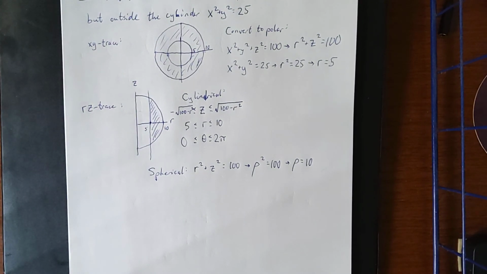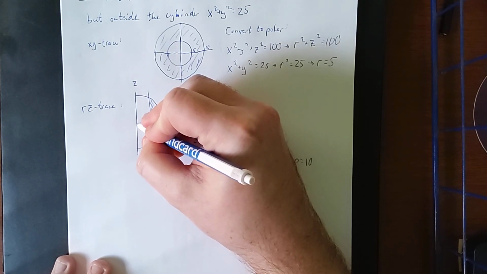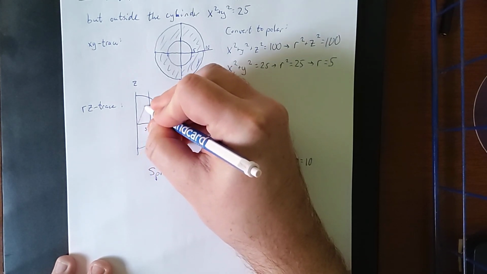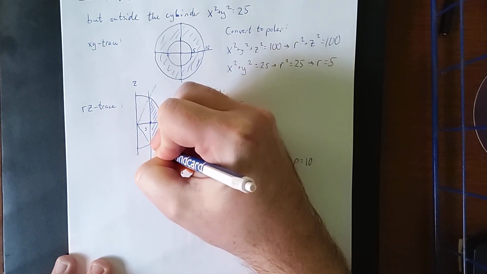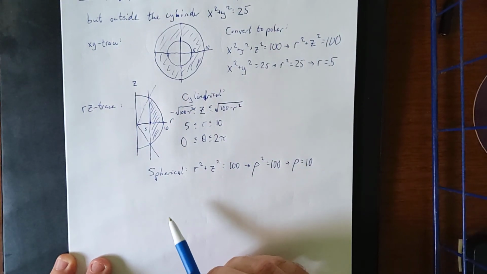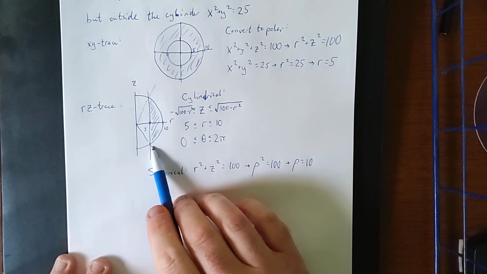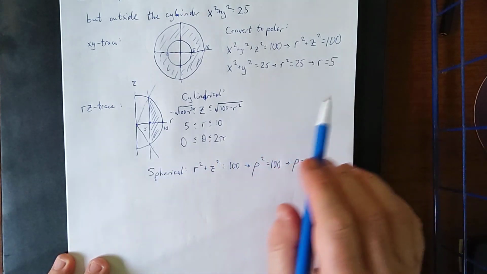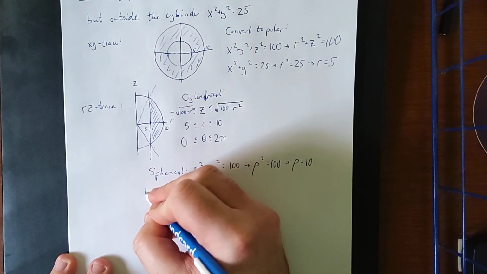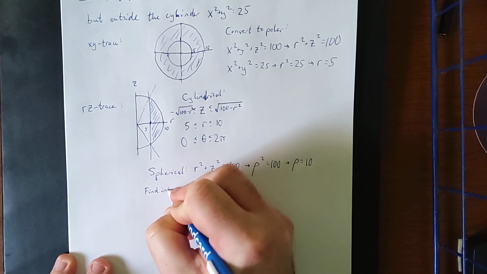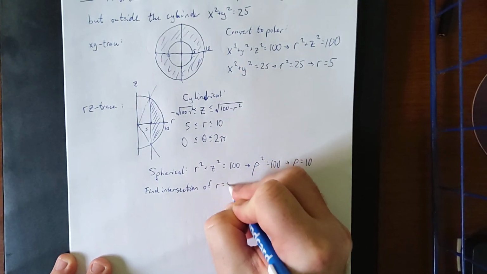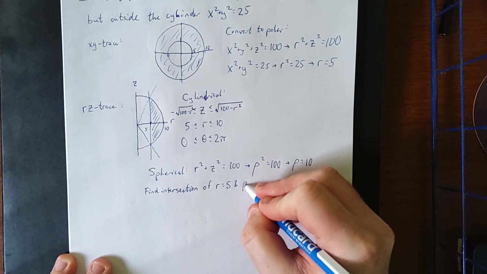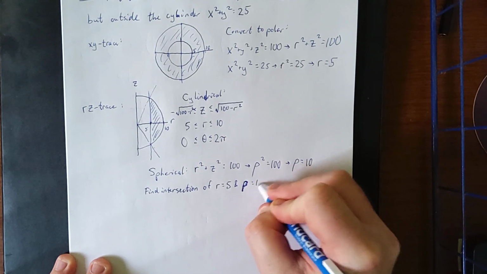Now, as far as phi is concerned, here's what we're going to see for phi. Phi is going to start here, and it's going to go out to here. Now that, of course, would be the intersection of the sphere with the cylinder. So for the intersection of the sphere with the cylinder, we're going to find the intersection of r equals 5 and rho equals 10.